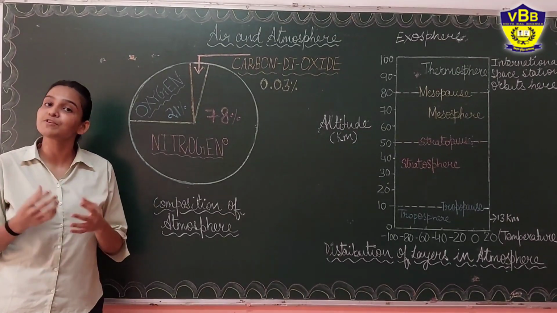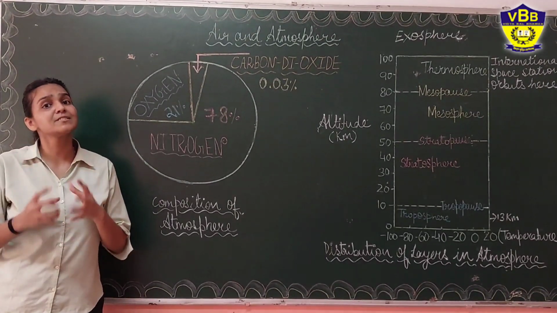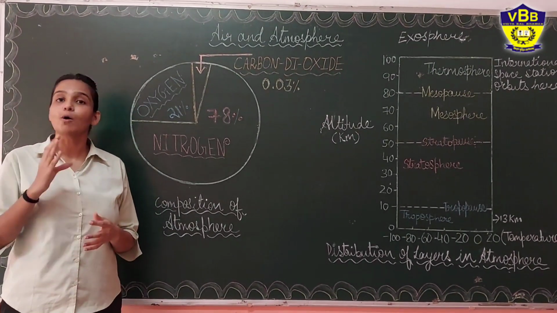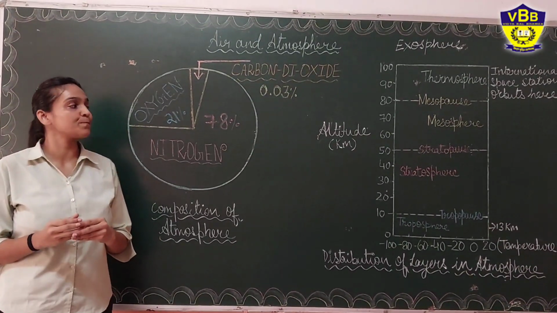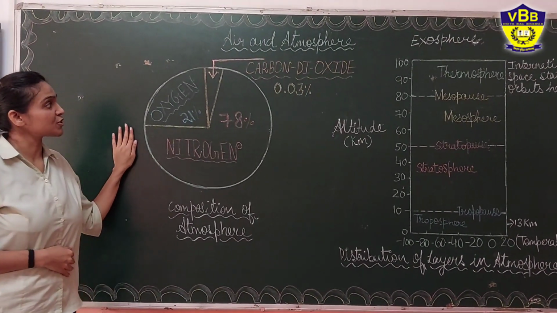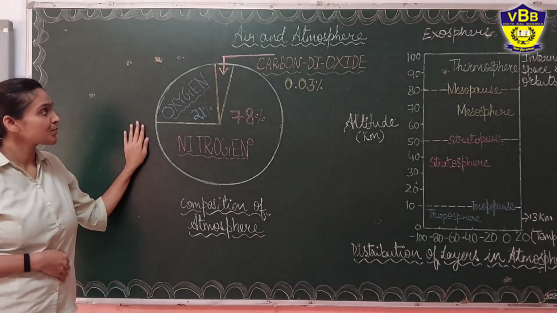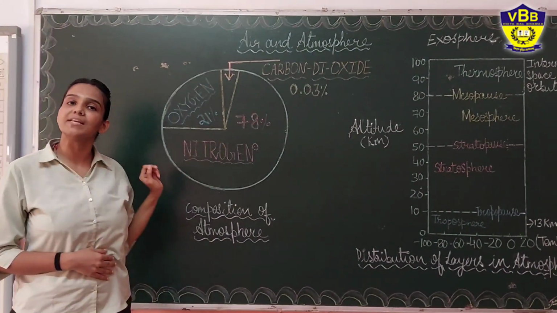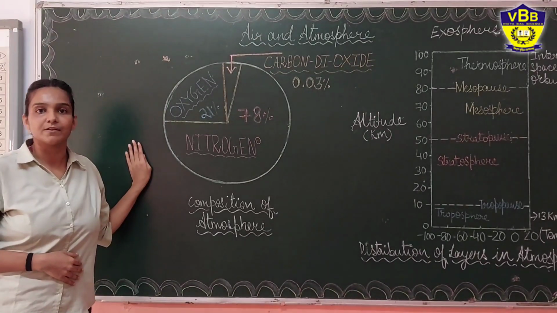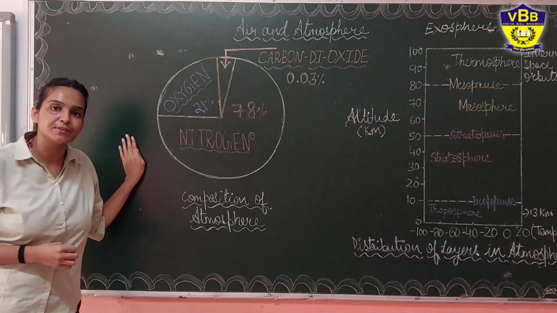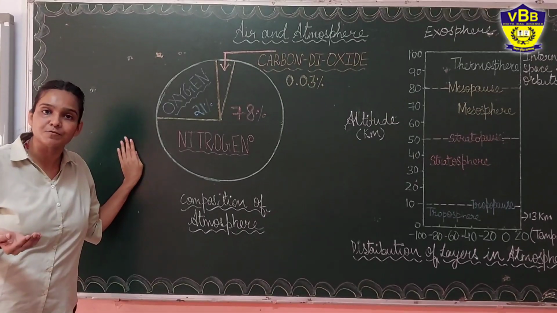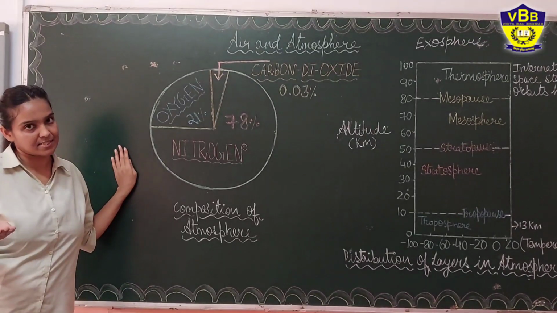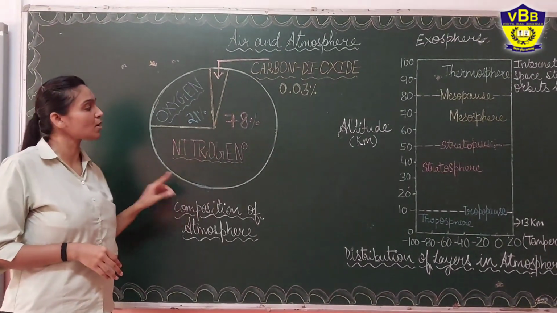Now, we know the importance of atmosphere, but do we know what it is made up of? It is made up of different gases. Now, we will study the composition of gases in the atmosphere. In this pie chart, you can see different gases. Oxygen, nitrogen, carbon dioxide. These are the three main gases present in the atmosphere required for the survival of life. Other gases are also present in the atmosphere like argon, helium and hydrogen and many other gases. Now, we shall study about these three important gases in detail.